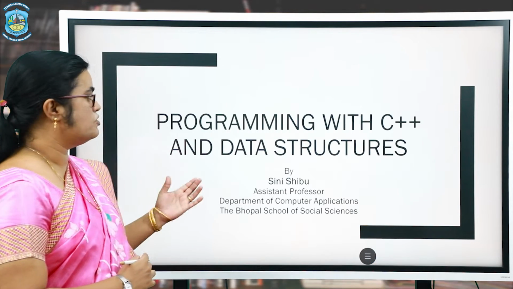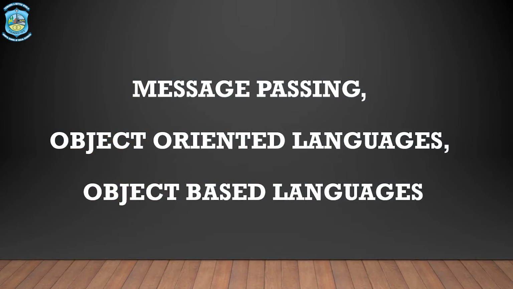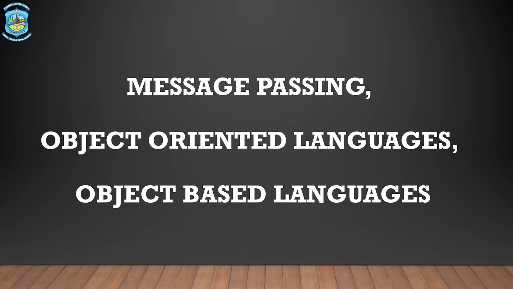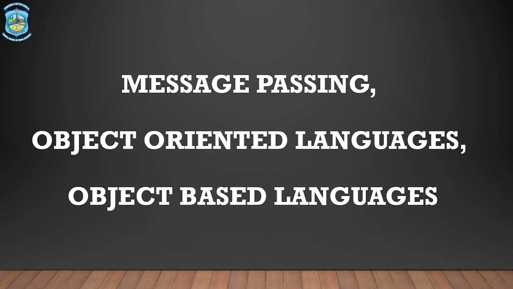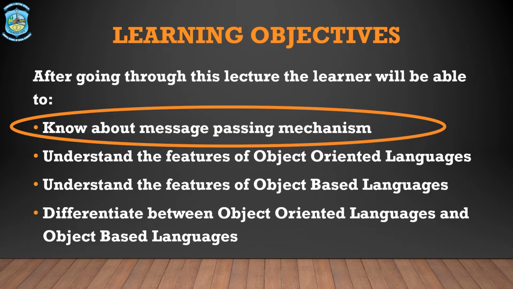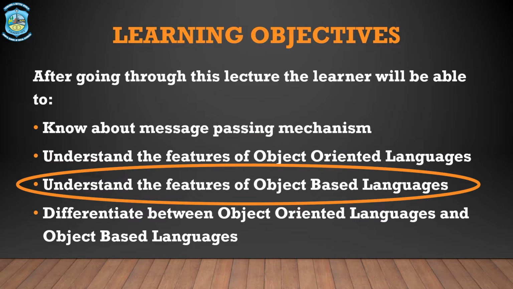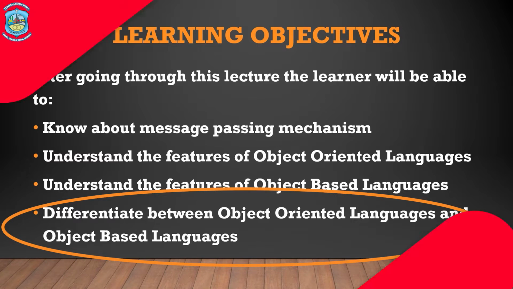I have been talking about programming with C++ and data structures, and in this subject, today I am going to talk about three major concepts: message passing, object-oriented languages, and object-based languages. In today's lecture, the basic objective is to know about the message passing mechanism, to understand the features of object-oriented languages, to understand the features of object-based languages, and also to differentiate between object-oriented languages and object-based languages.